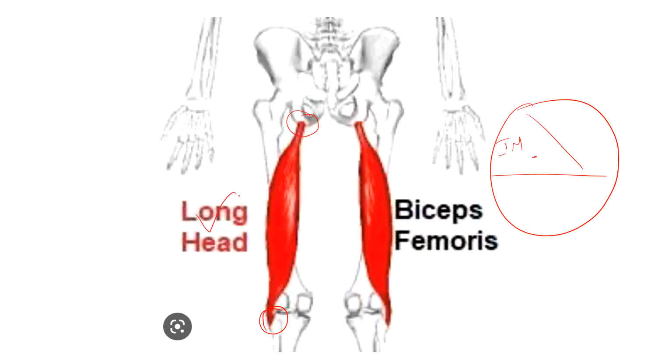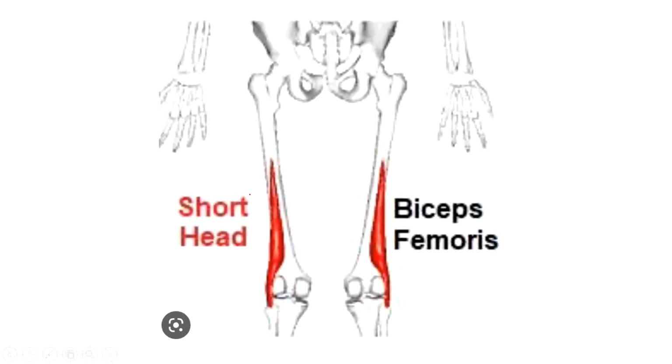This is long head of biceps femoris. So the short head does not take origin from ischial tuberosity. So short head of biceps femoris is not a hamstring muscle. This short head takes origin from linea aspera of femur. The muscle gets inserted into head of the fibula.